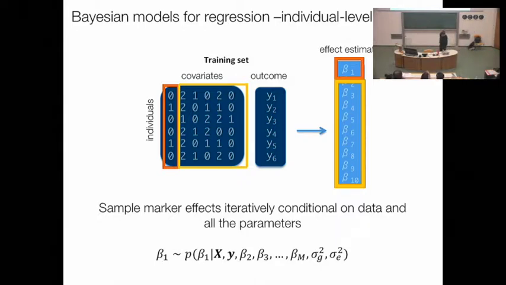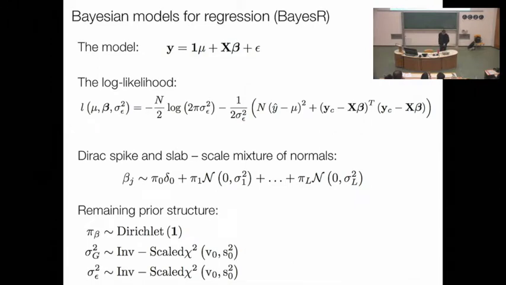So the animal breeding literature helps me again, because I've spent my whole career stealing from it, there's a model formulation called Bayes R. And basically, it's a simple regression model where Y, you have an intercept term, some markers, their effect sizes, plus some residual error. The log likelihood of this model can be described just using the normal distribution.